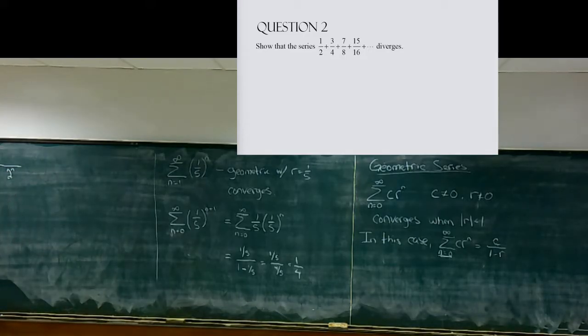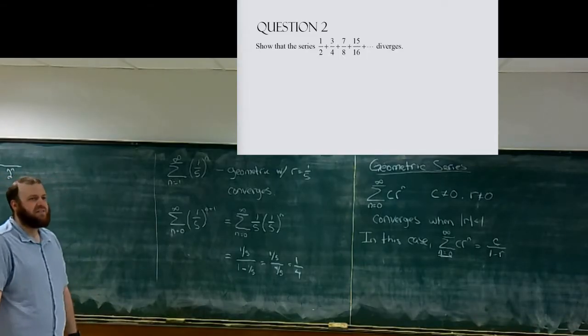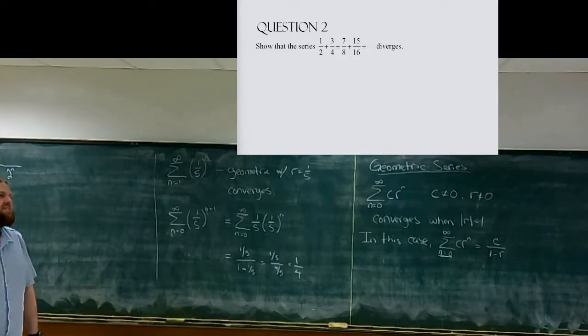Now we have to figure out the numerator's term. 1, 3, 7, 15. So what's going to be next? 31. And after that? 63. So what's the nth term's numerator going to be? Numerator plus denominator. What is it?